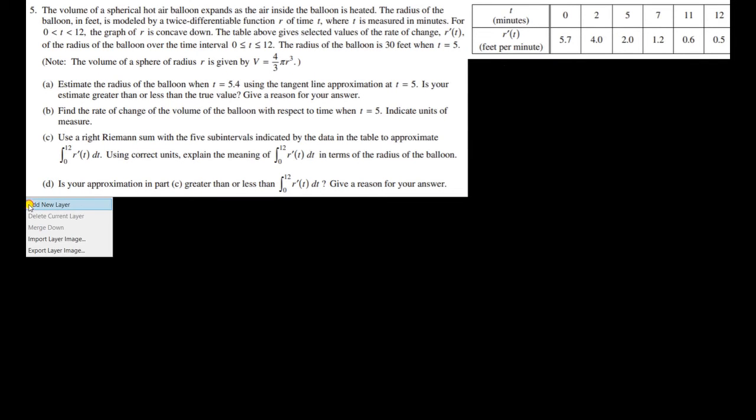The volume of a spherical hot air balloon expands as the air inside the balloon is heated. The radius is modeled by the function r of t, where t is in minutes. R is concave down. That's something crucial. I actually want to highlight that to remember it. The table gives values of r prime of t, and then at t equals 5, the radius is 30. So that's also important. At t equals 5, the radius is 30 feet. So I'll mark that down. R of 5 equals 30.